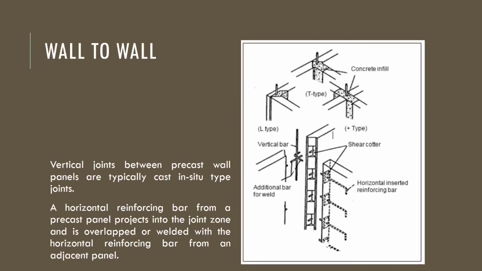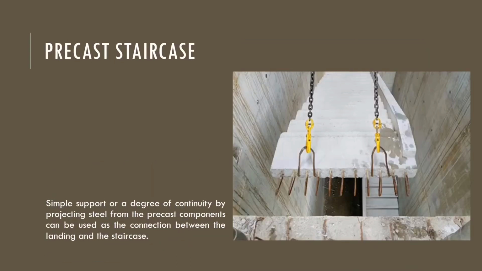Wall-to-wall connection. Vertical joints between precast wall panels are typically cast in situ type joints. A horizontal reinforcing bar from a precast panel projects into the joint zone and is overlapped or welded with the horizontal reinforcing bar from an adjacent panel. Precast staircase: simple support or a degree of continuity by projecting steel from the precast components can be used as the connection between the landing and the staircase.